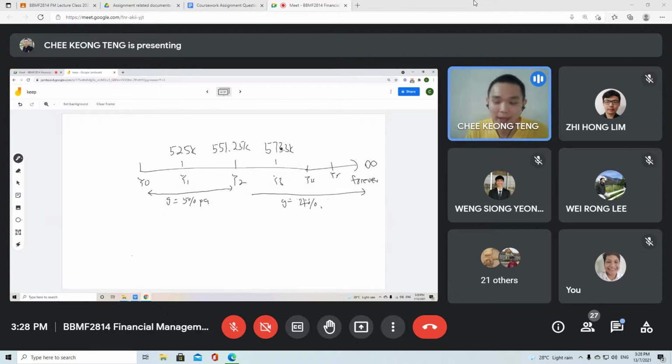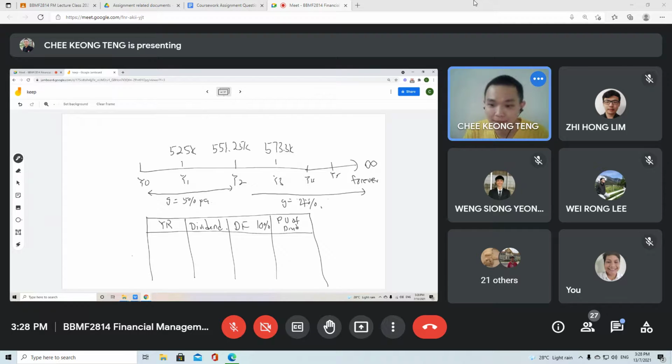Now we use the NPV method. You remember the NPV method: year, and here usually is cash flow. But because we are using the dividend model, we need to change it to dividend. We base it on dividend, not cash flow. Then the discount factor is 10% from the question, the cost of equity. And the last column is the present value of dividend, or you can just put present value.